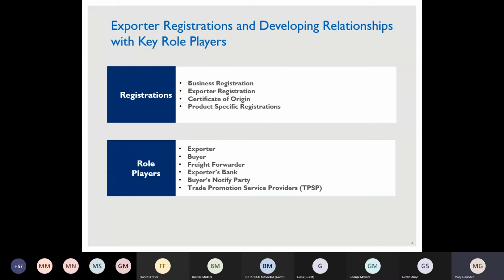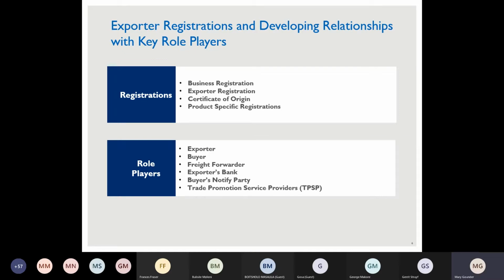The next organization is your freight forwarder. Before you start exporting, you really need to do some research on the freight forwarders that are available within your country. Those who are experienced with exporting to South Africa, if they know what the issues are going across the border, how to reduce those delays, and obviously their cost is very important.